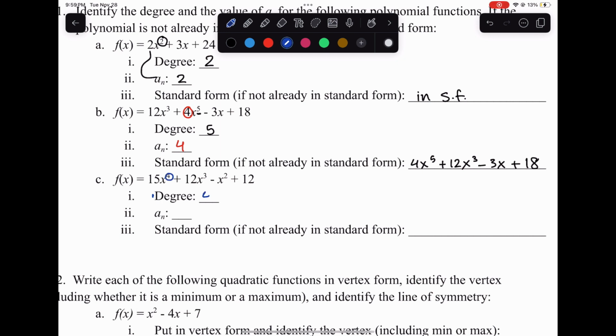And for this function, we can see the degree is 4 because it is the highest exponent. The leading coefficient is 15, and the standard form is already provided in the function.